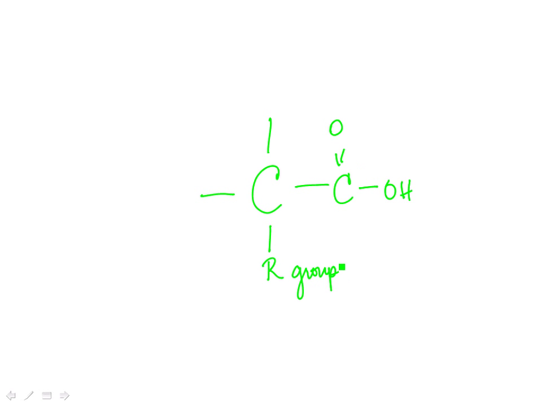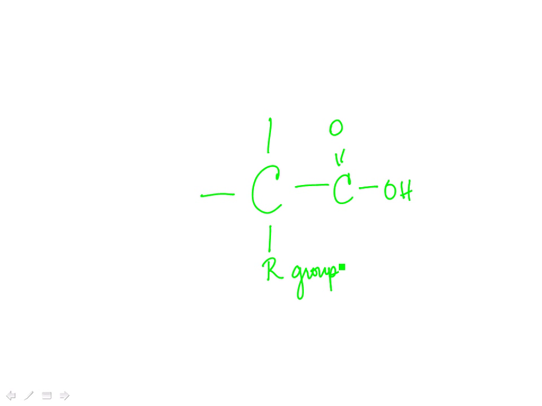If you remember, the general structure for an amino acid always has four things off of a central carbon. The first thing that makes this molecule acidic is a carboxyl group. If you remember your functional groups, we have a carboxyl group. We'll have an R group. The R group is what makes each individual amino acid different.